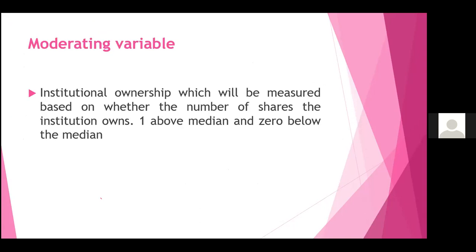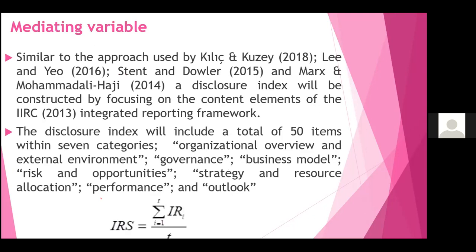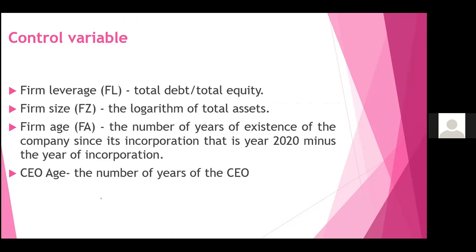Then the institutional ownership, I will measure it using the number of shares the institution owns. Then of course I will get the median, and anything that is above the median, I will take as 1, and anything less, I will take as 0. And then for the mediating variable, I'm going to use the approach of Clinks and Kuzey in 2018, who have come up with a disclosure index that has around 50 items. They looked at the different contents in integrated reporting, which they based on to come up with that index. So I will use that index to measure the aspect of integrated reporting.